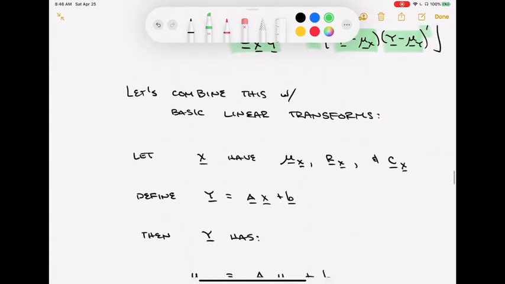Let's combine all of these things with our friend, the basic linear transform. This just happens a whole ton in a whole bunch of engineering applications.